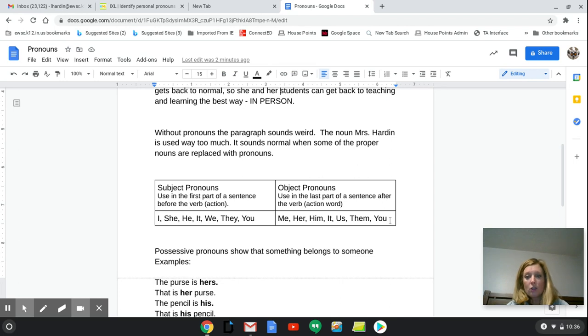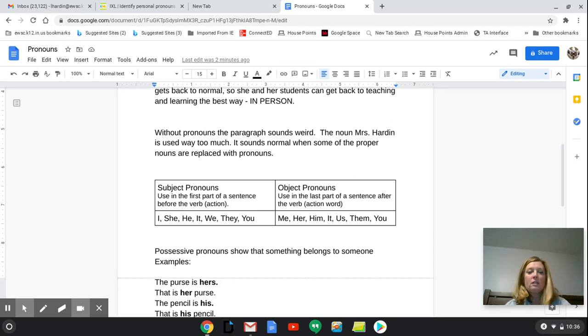And you'll notice that you and it are the only ones that would make sense either at the beginning or at the end. So those are super easy because you can use them anywhere basically. The others, if you put them in the wrong spot, it's just not going to sound right when you read the sentence, and you will see that.